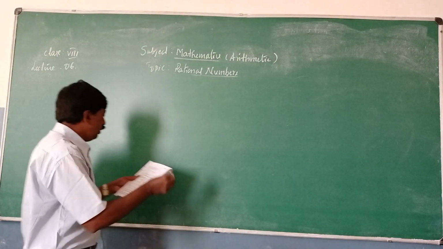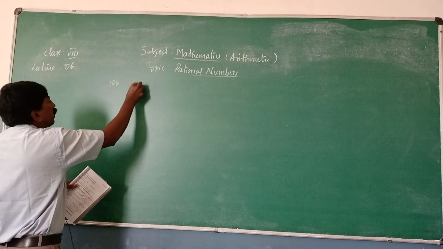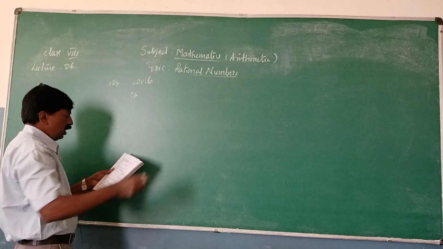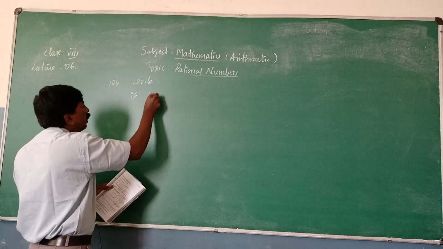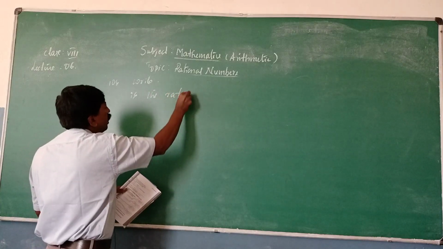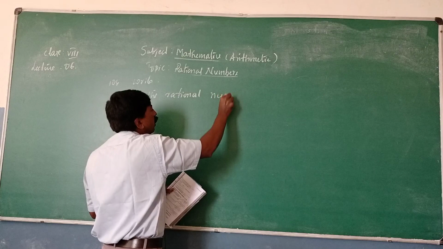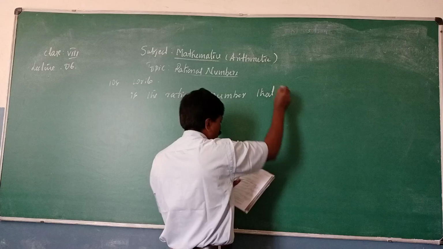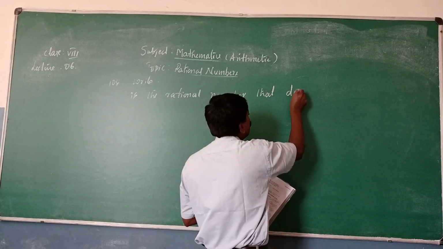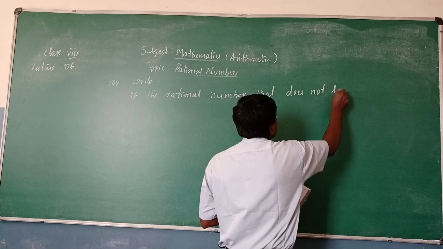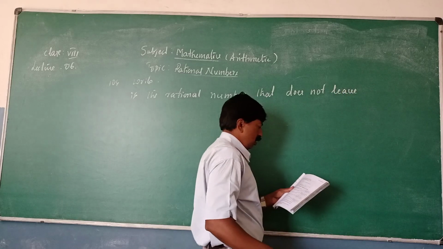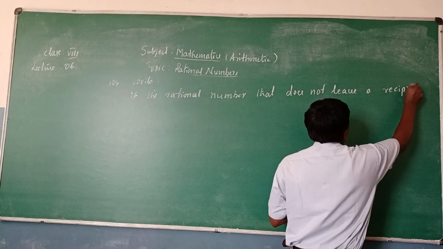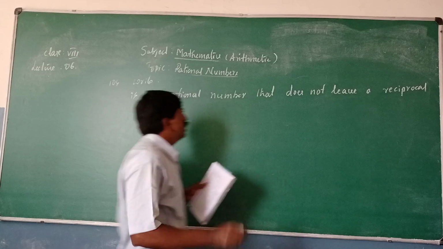Now, very interesting. Main question 10. Write, sub question 1: the rational number that does not have a reciprocal. Does not have a reciprocal.